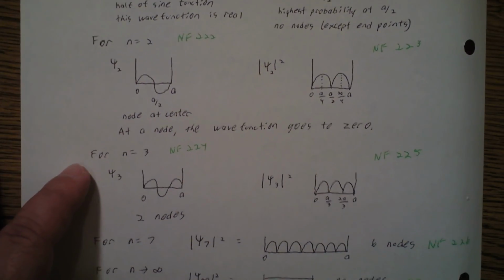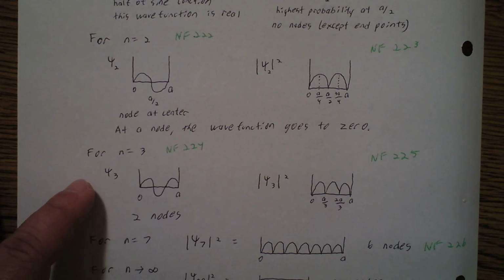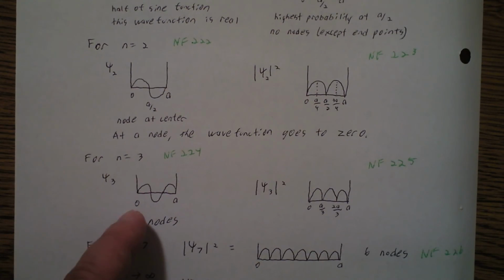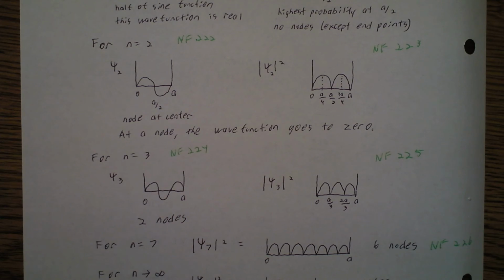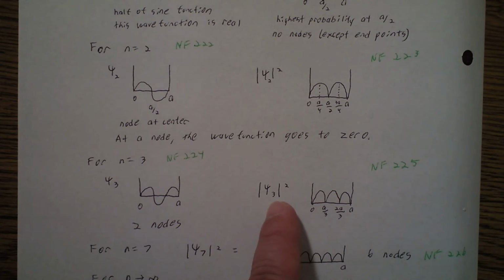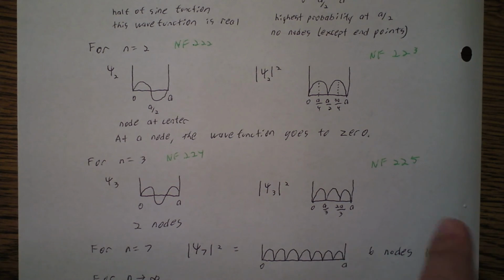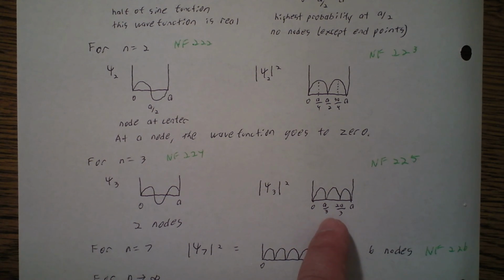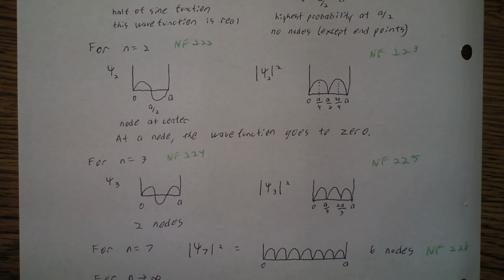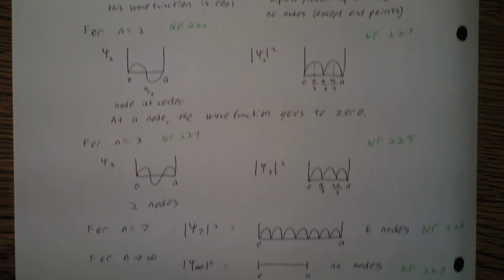And then likewise for n equals 3, here's our function psi 3, goes 0 to a. Notice you have 2 nodes. And then notice psi of energy level 3 squared. We have 2 nodes here, one at a over 3 and one at 2a over 3. So it keeps on going.